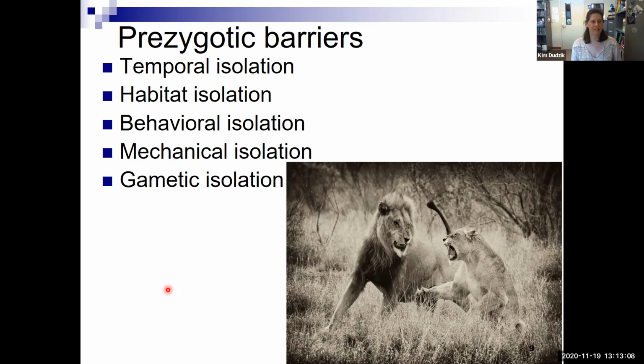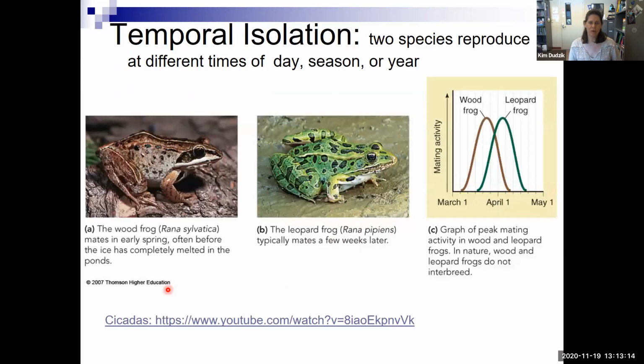So what is temporal isolation? Temporal, remember, means timing. If it's temporal isolation, it means that the 2 species end up reproducing at different times of the day. It could be at different times of the year, only certain seasons. Here's a wood frog and the leopard frog. The wood frog mates in the early spring, usually before the ice has completely melted off of the pond. That's still kind of cold, but they can tolerate that, and that's when they choose to look for mates.